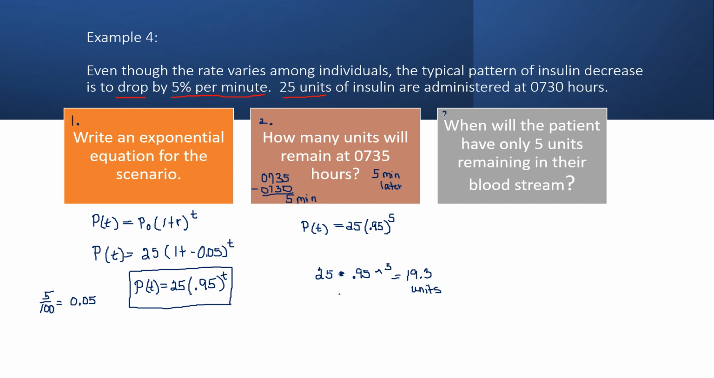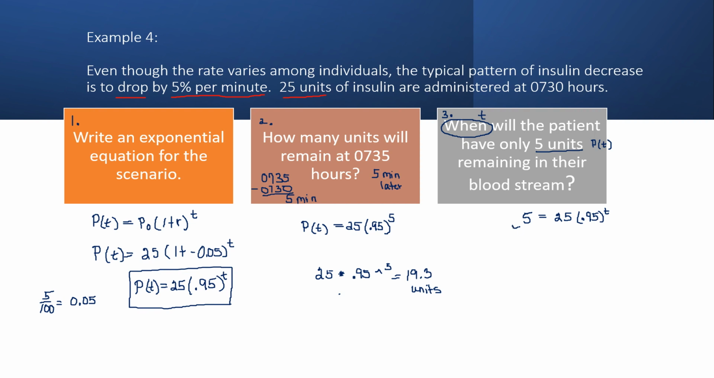And finally, our third question. This says, when will the patient have only 5 units remaining in their bloodstream? So 2 keywords here. It is asking me when, so that is asking me to solve for t. And it is giving me a population, an ending population, or a population at a different point in time. And so that 5 will fit into the formula and replace the entirety of the P of t. Starting amount was 25. Formula has 0.95 to the t power. So this can be solved by hand using a logarithm, or this can be solved using a graph on Desmos.